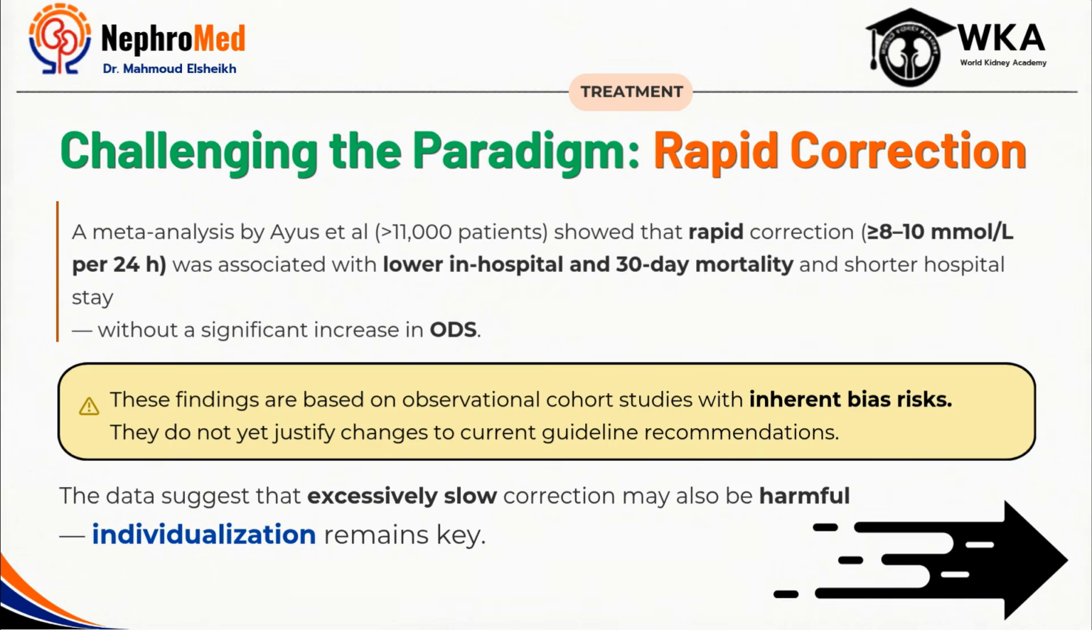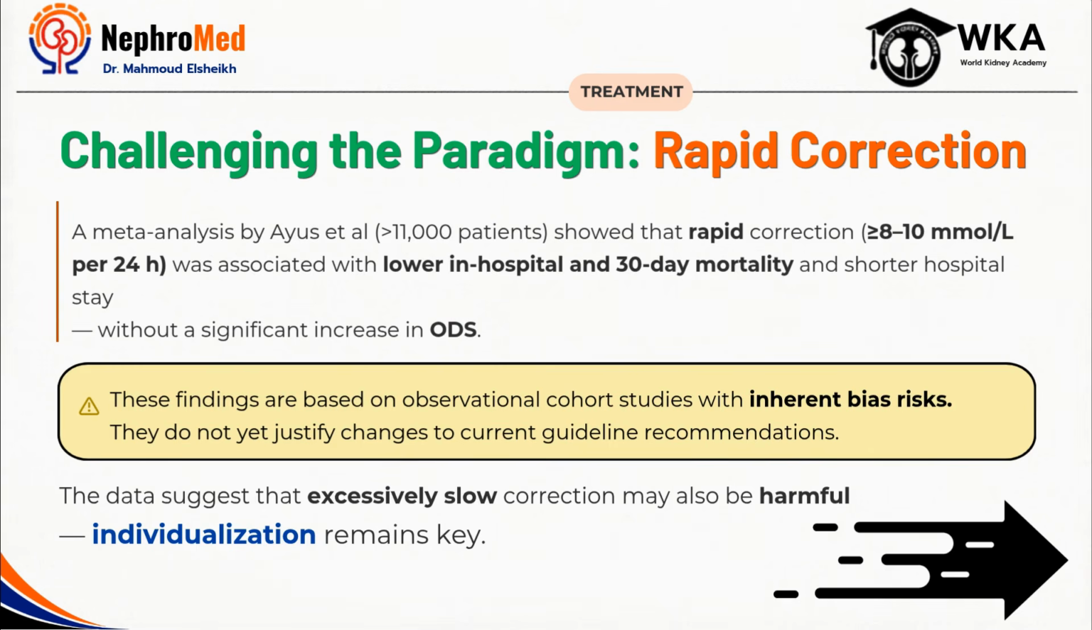For many years, the traditional teaching in hyponatremia management has been to avoid rapid correction at all costs because of the fear of osmotic demyelination syndrome. However, more recent observational data have started to challenge that very rigid concept. A large meta-analysis involving more than 11,000 patients suggested that faster correction, defined as more than 8 to 10 within 24 hours, was associated with lower in-hospital mortality, lower 30-day mortality, and shorter hospital stay. Importantly, this was not accompanied by a clear increase in ODS in those cohorts.